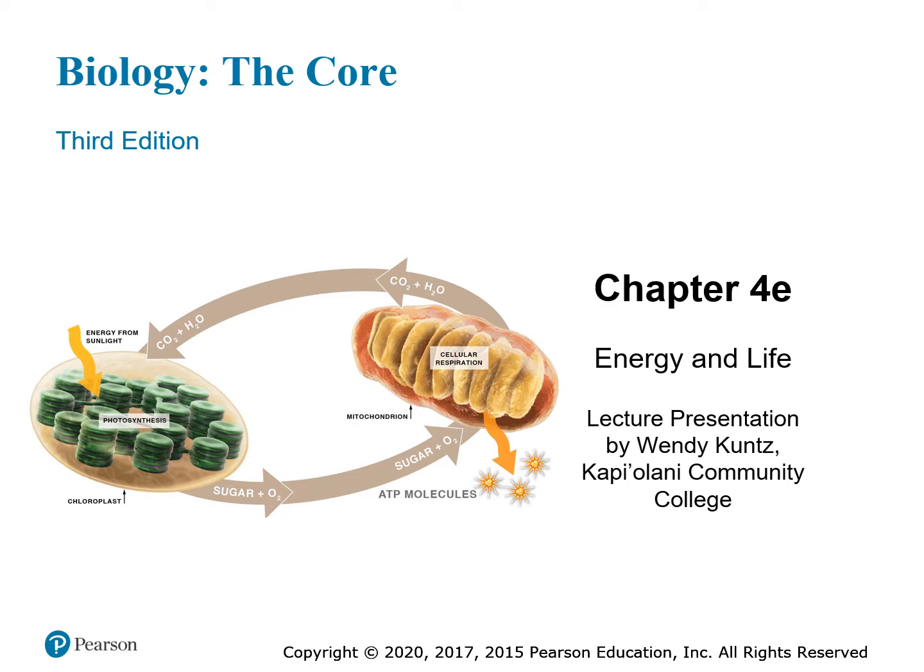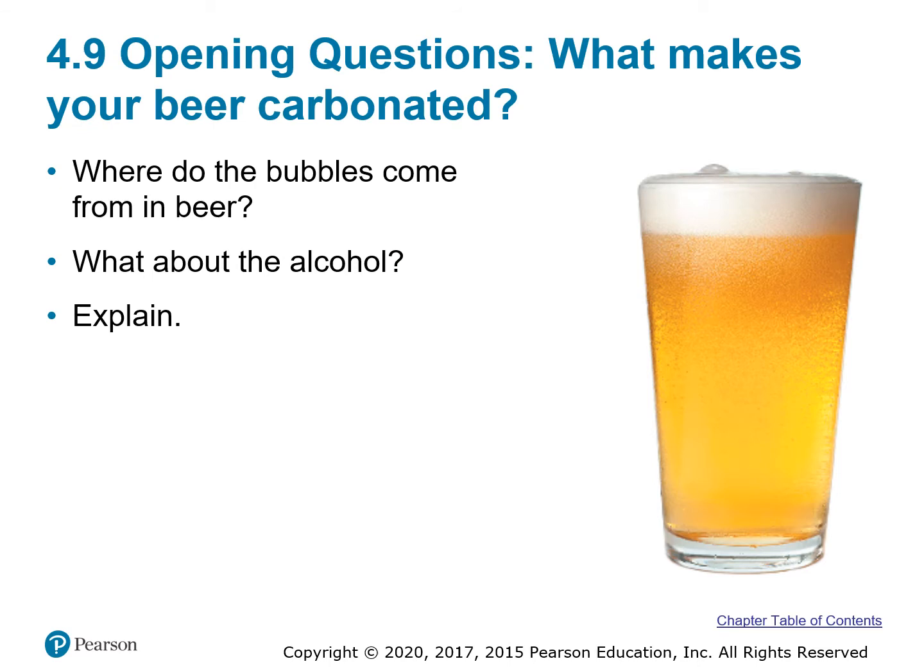This is the final section for Chapter 4, Energy and Life. This is Section 4E. Now, in the last few sections, we were discussing cellular respiration, aerobic cellular respiration. Aerobic means with oxygen. Now we're going to talk about another process that can occur when oxygen is not present, a process known as fermentation.